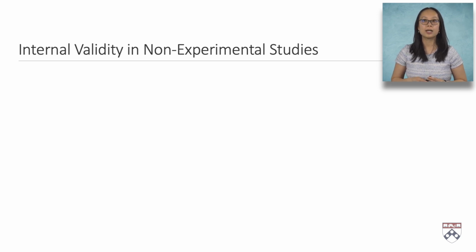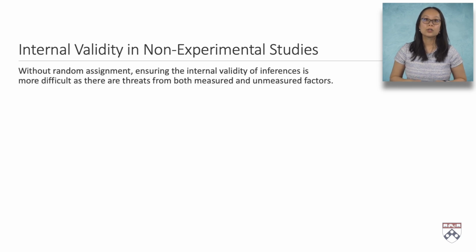And yet, nevertheless, researchers continue to be very interested in establishing causal relationships, even in the absence of randomization of treatment. So I wanted to talk about what types of approaches can still be used to ensure the internal validity of inferences from non-experimental studies where, again, we don't have randomization of treatment. And the problem is that when we don't have random assignment, ensuring the internal validity of conclusions is more difficult, as there can be threats from both measured as well as unmeasured factors.